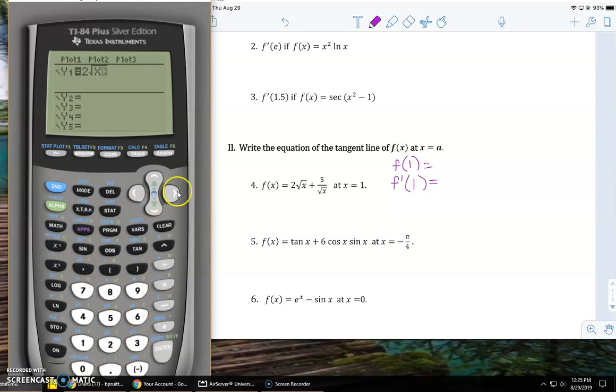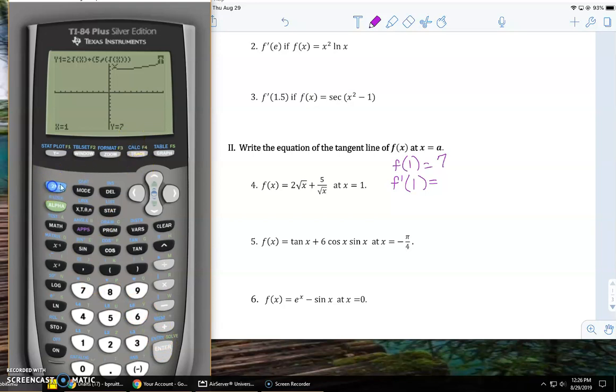So once again, I like doing things on the graphing screen, so I'm going to do it here. So I'm typing that equation in like it looks, making sure I type it in right. So 2 square root of x plus 5 over x, square root of x. Okay, so there's my function. Good enough. Now, let's get these things on the calculator. So f of 1, I'm going to do second calc value when x is 1, and the calculator gives me 7, so I write that down.